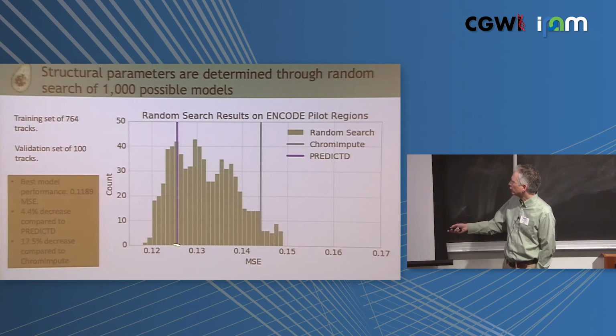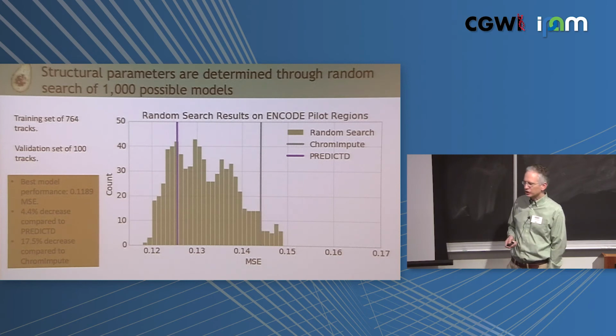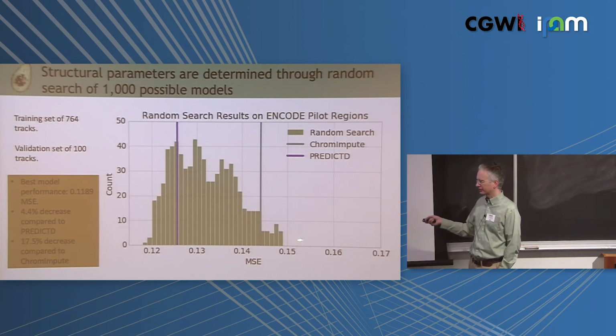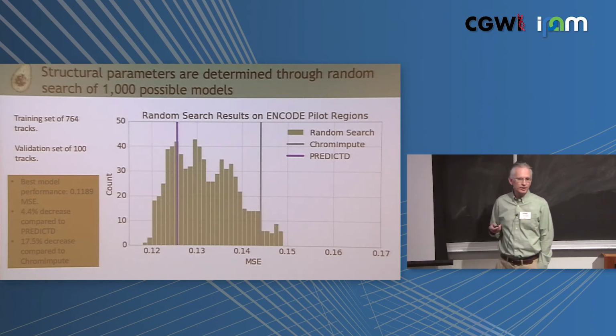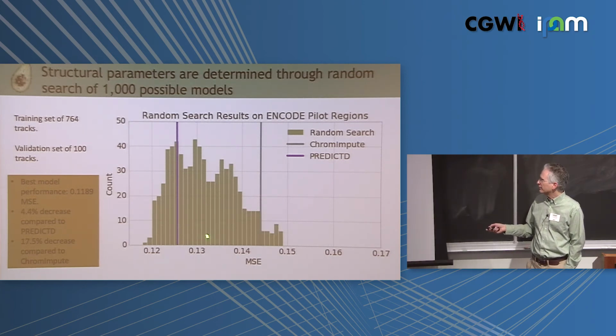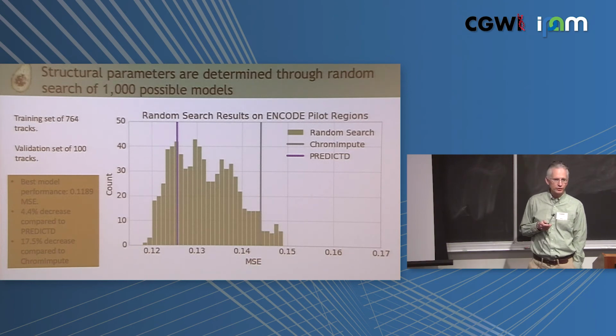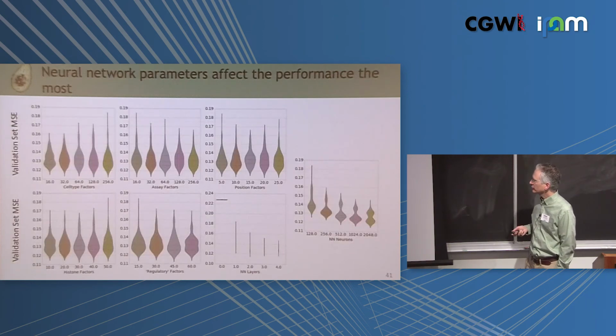And so the best one here has an MSE of 0.1189, which at least on this validation set, which obviously we've already selected on it, but it's still looking good in the sense that we're getting an improvement over both the MSE from PREDICTD and from ChromImpute on these same tracks.